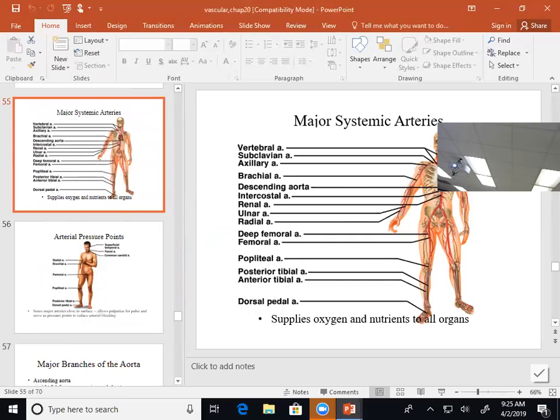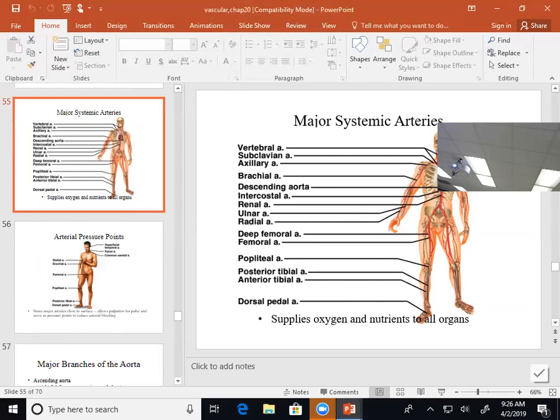Arteries carry blood away from the heart. And I know you look at this list and you think she's lost her mind. No, I haven't, because you all know these areas because you know the bones. What is this bone? The radius. So what is this artery? The radial artery. You get what I mean?